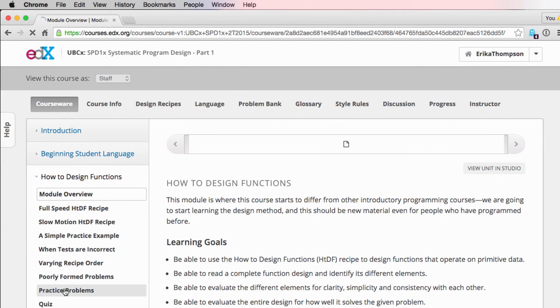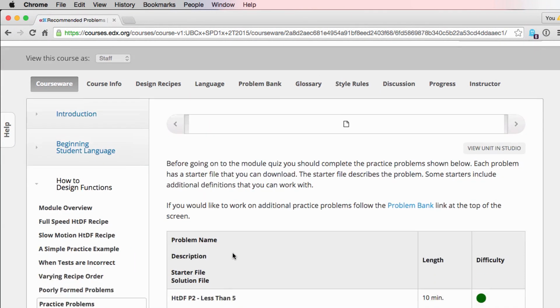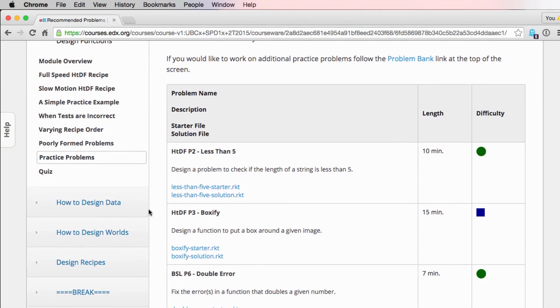To give you further help with that, at the end of each module, there's a set of practice problems that you can solve. And then there's a module quiz, and we'll talk later about how the module quiz works. The techniques you'll learn in this course can be used with any other programming language you may learn in the future. To help you do that, the course uses a specially designed programming language called Beginning Student Language, or BSL.